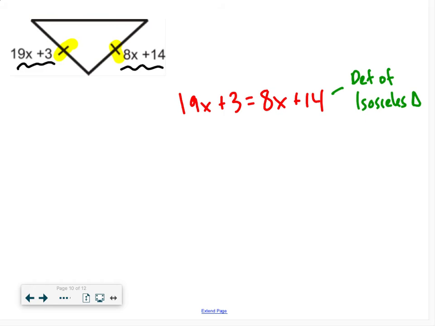Subtract 8x from both sides and I get 11x plus 3 equals 14. Subtract 3 from both sides: 11x equals 11. x turns out to be 1.